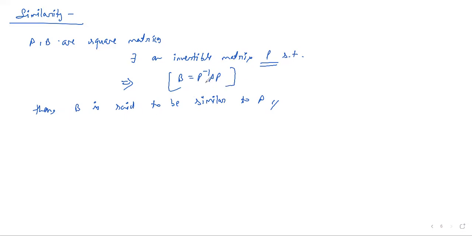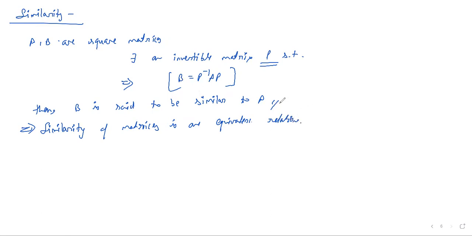And what does it mean? It means that the similarity of matrices is an equivalence relation on the square matrices. So what we are saying is that A is similar to B, and this similarity of matrices is an equivalence relation. Let's just see how.